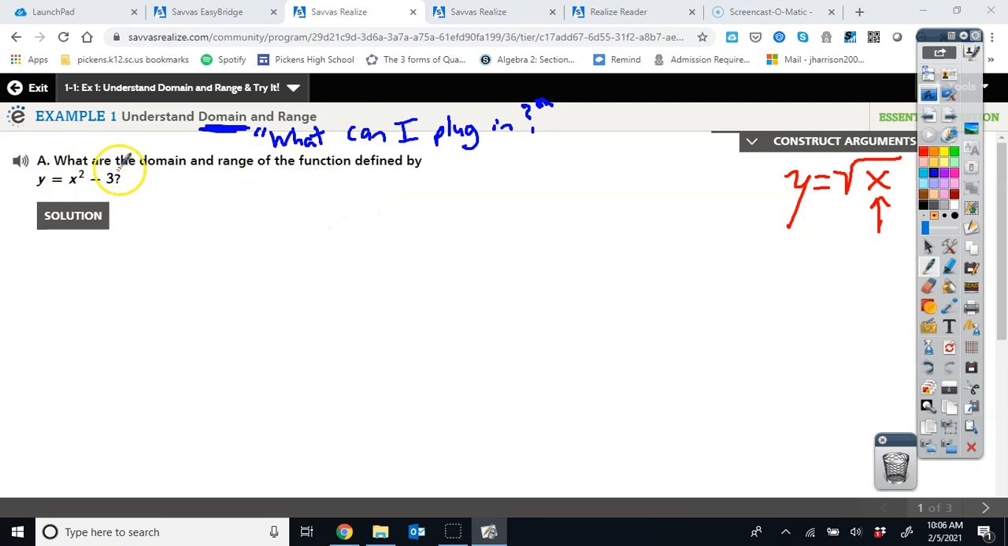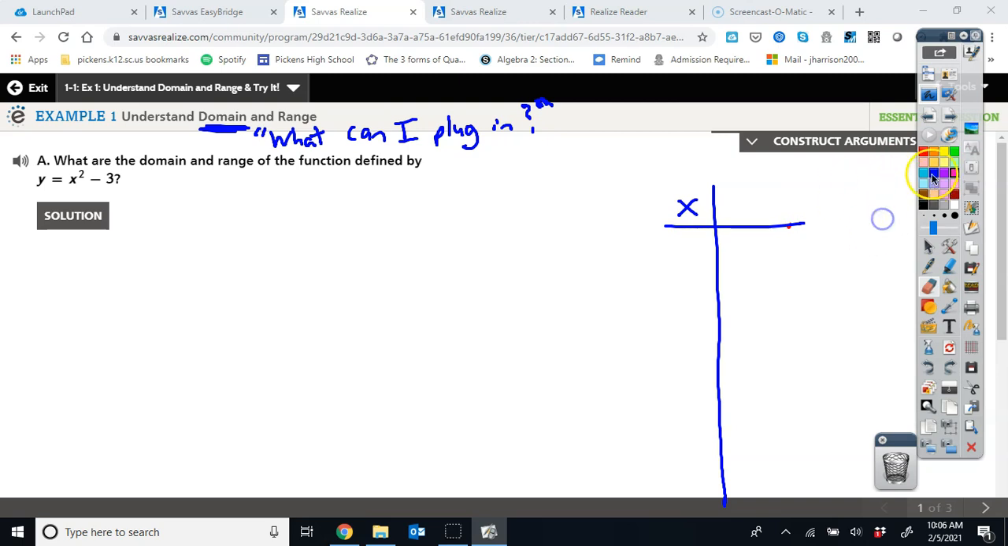So if you're looking at this particular function right here, y equals x squared minus 3, and we want to know what can we plug in, well, we're squaring the x. Guys, think about it. There's no limitation to what you can actually plug in for x. You can plug in whatever you want. And so you could, theoretically, come over here and just start plugging in x values and getting a bunch of y values like we've practiced already in this class.